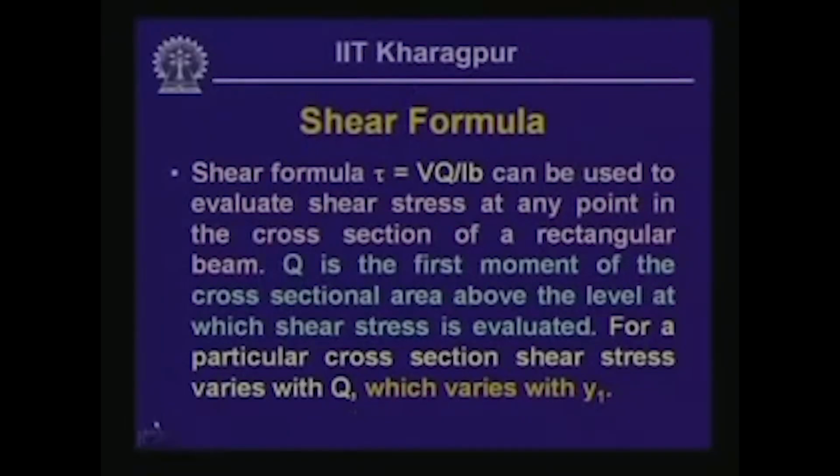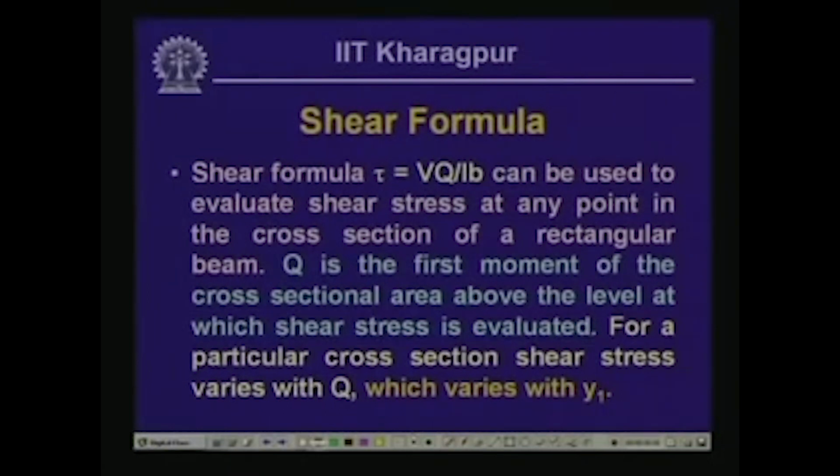Now, as we have seen, the horizontal shear stress is complementary to the vertical shear stress. So, the vertical shear stress also will be equal in magnitude to the horizontal shear stress. So, once we compute this expression, VQ by I b, that is the same as that for the vertical shear stress as well. From this shear formula which we have just derived, we find that the expression for shearing stress tau is equal to VQ by I b, and this can be used to evaluate shear stress at any point in the cross section of a rectangular beam.